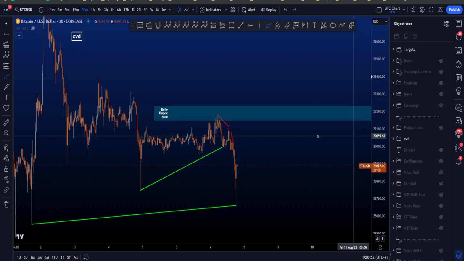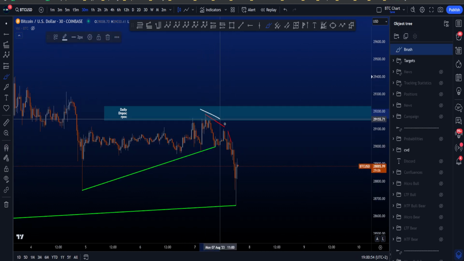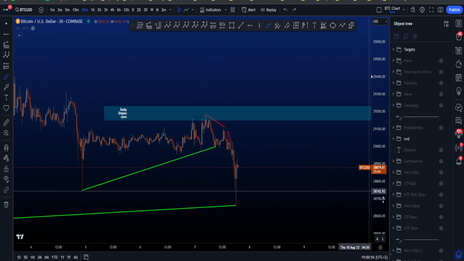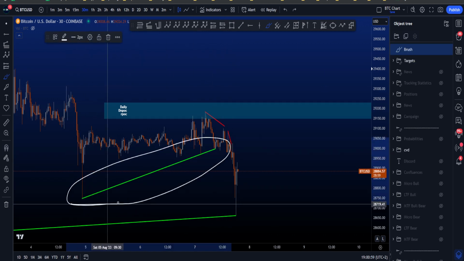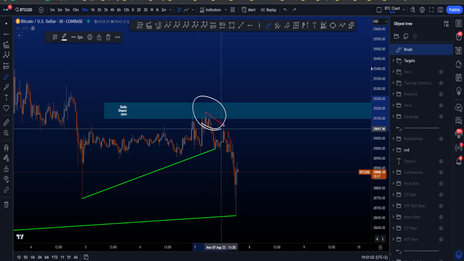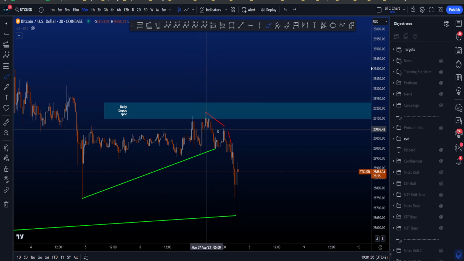Now, if we first, before we go to the probabilities, look at CVD, then over here, this bullish CVD has now been invalidated. We first had, of course, this bearish CVD divergence, but that one was a reaction based on the bullish. So the bullish one was the first one that appeared on the chart. This one was second.